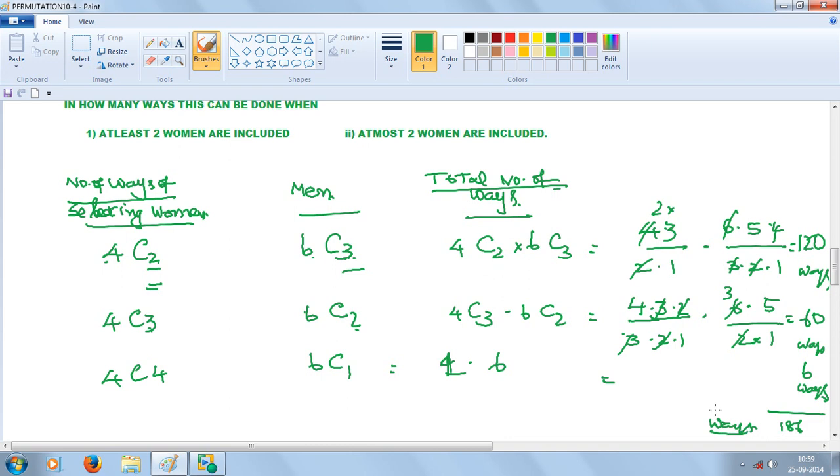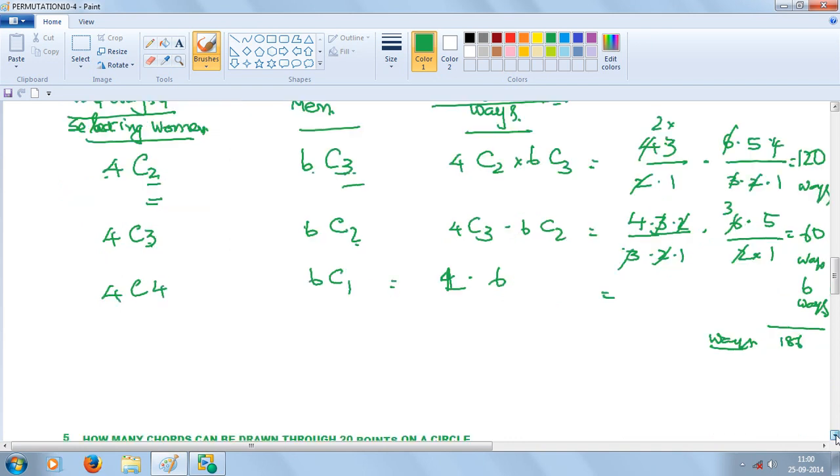That is for the at least case. Now please repeat the problem for at most 2 women. So at most 2 women, what is the answer? What is the meaning of at most 2 women? Maximum 2 women.